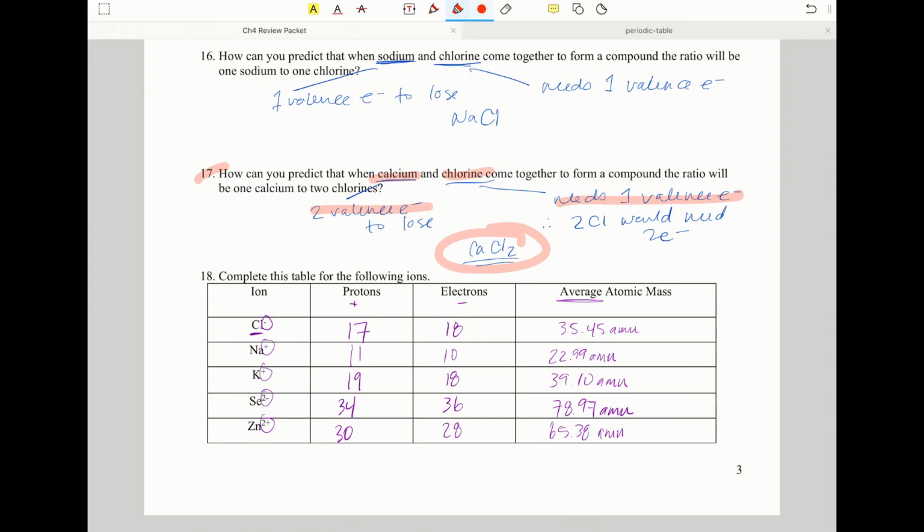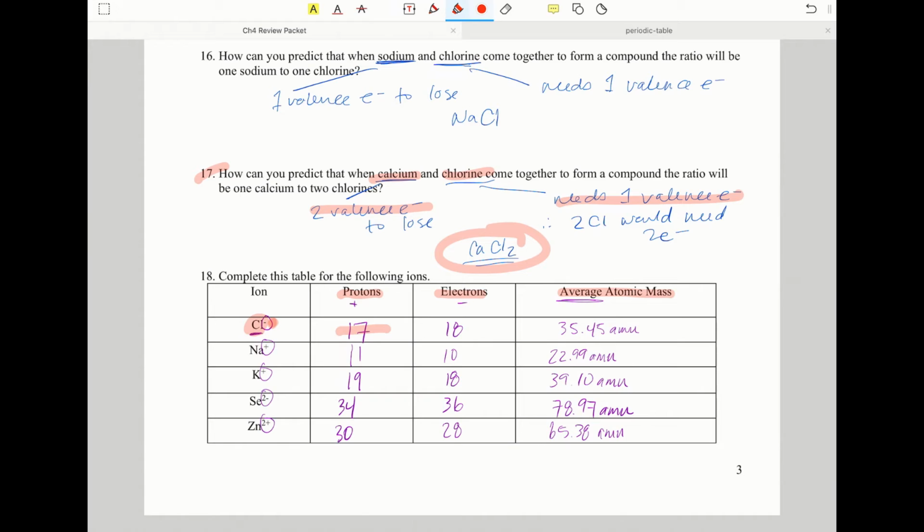All right, number 18. So we're going to complete this table. In order to determine the number of protons and electrons and average atomic mass, first we're going to look at the identity. So this one says chlorine. So we'd go look at a periodic table. We'd take the atomic number, and that would give us the number of protons. We'd look at this charge, which says -1.